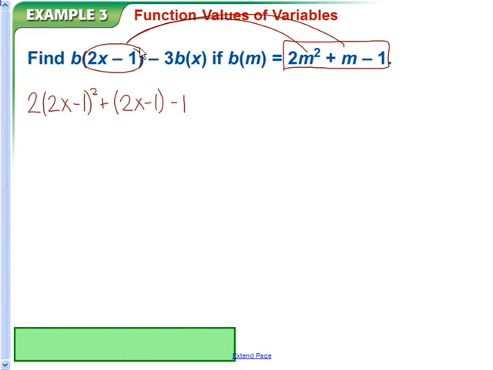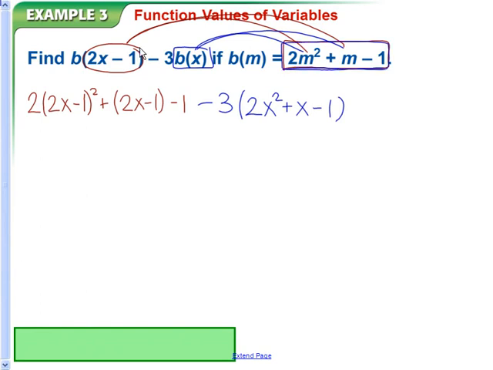Okay, so that was that first part. Then I'm going to do the rest of it, which is minus 3. Now I have to redo it again, but just putting x in for m. 2x squared plus x minus 1. Again, this last part in parentheses, just put it into this part up there. And now I have to simplify this.